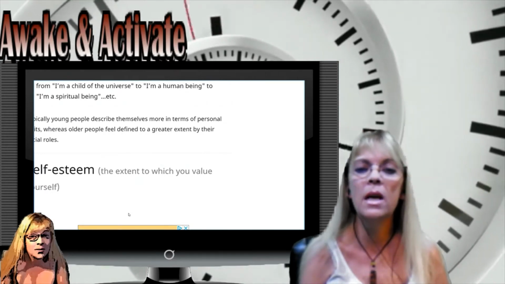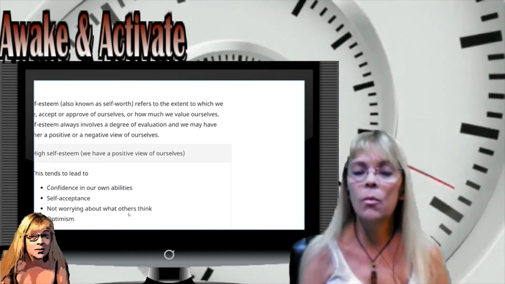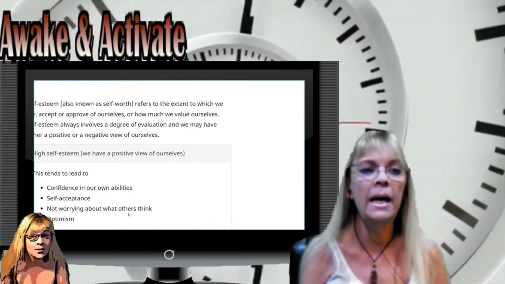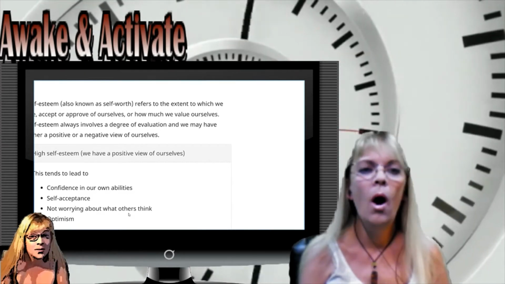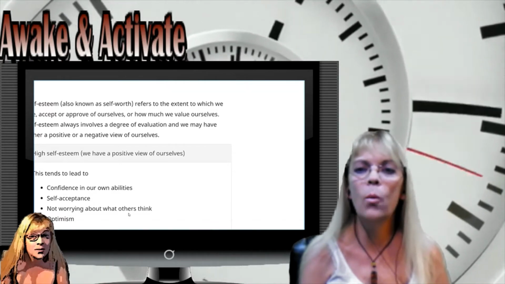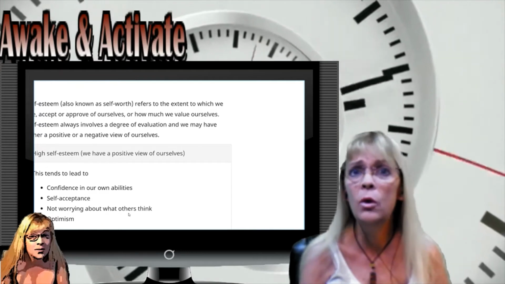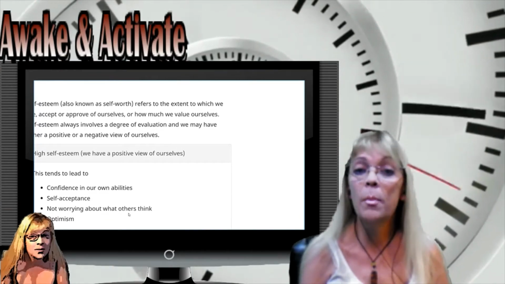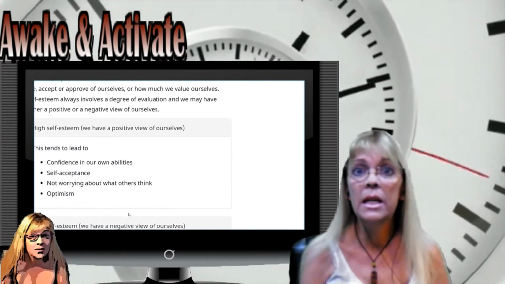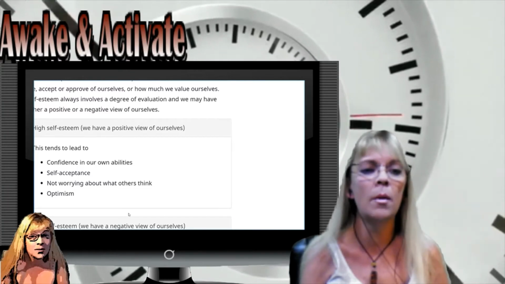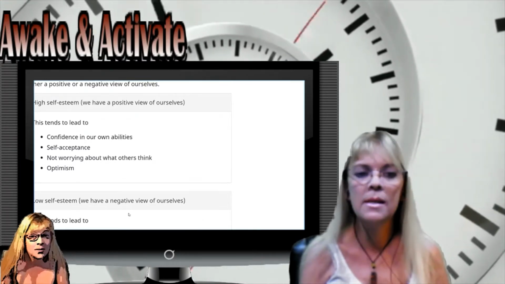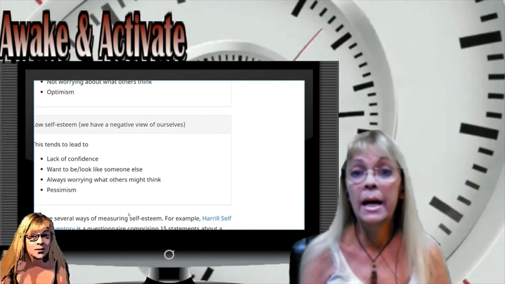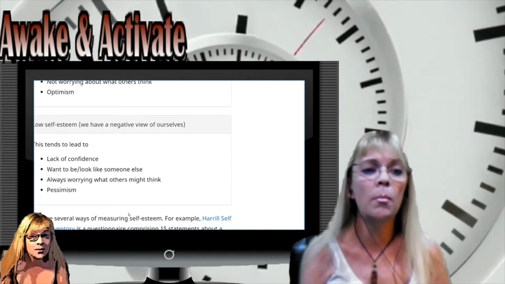Self-esteem, the extent to which you value yourself. Self-esteem, also known as self-worth, refers to the extent to which we like, accept, or approve of ourselves, or how much we value ourselves. Self-esteem always involves a degree of evaluation, and we may have either a positive or a negative view of ourselves. High self-esteem, where we have a positive view of ourselves, tends to lead to, number one, confidence in our own abilities. Number two, self-acceptance. Number three, not worrying about what others think. And number four, optimism. Low self-esteem, where we have a negative view of ourselves, tends to lead to, number one, lack of confidence.